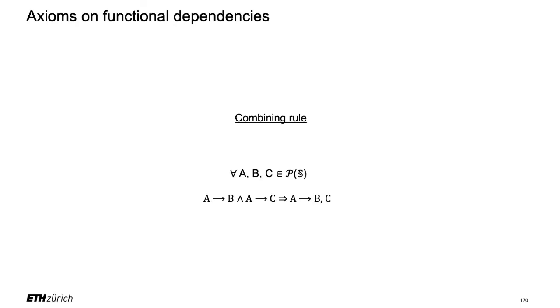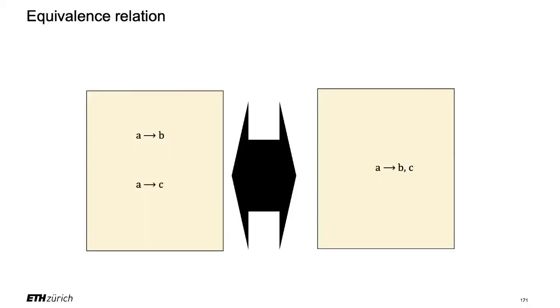Okay, is that clear? So visually, this is what we've established. We have two equivalent ways of saying things. Either I can say A gives me B and A gives me C, or I can say A gives me B and C. It actually doesn't matter. It's a matter of convention, actually.